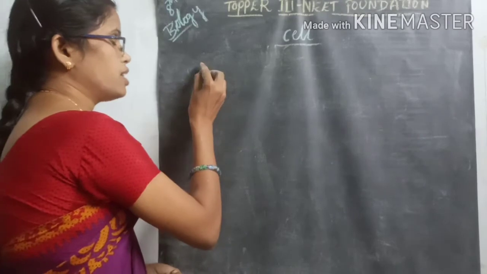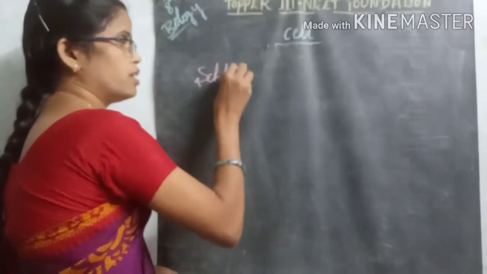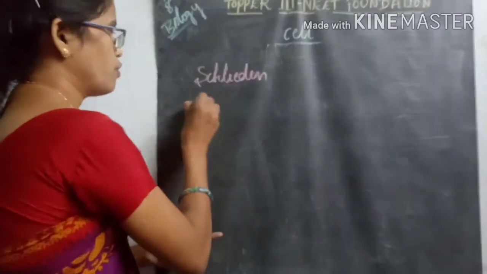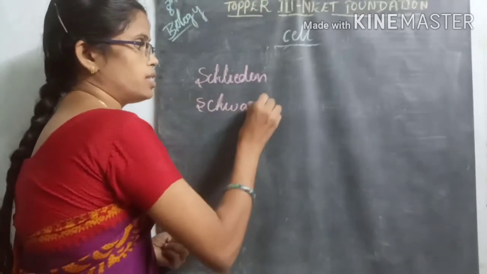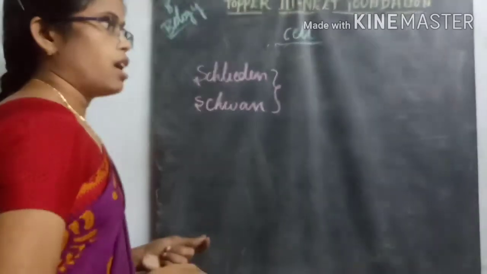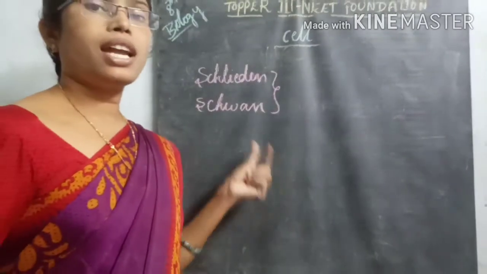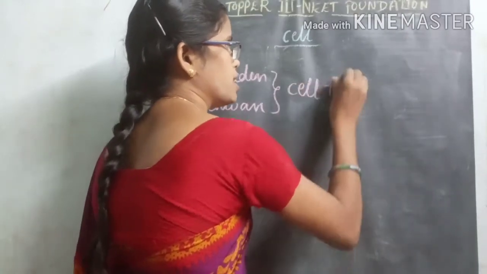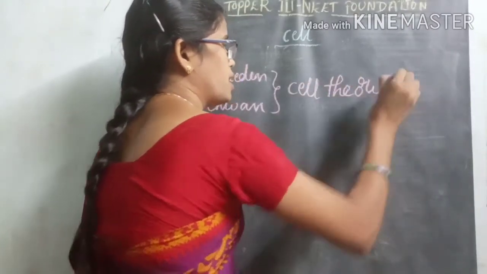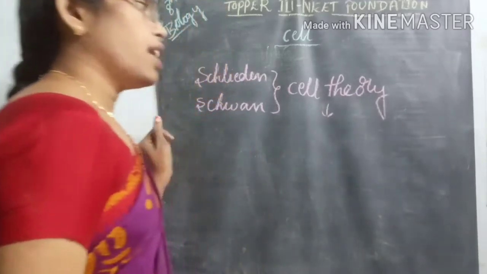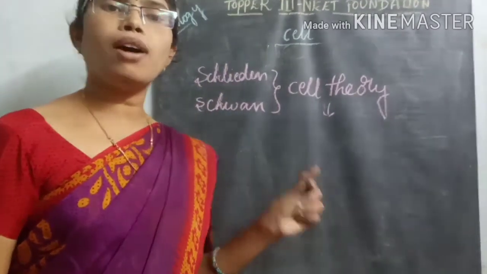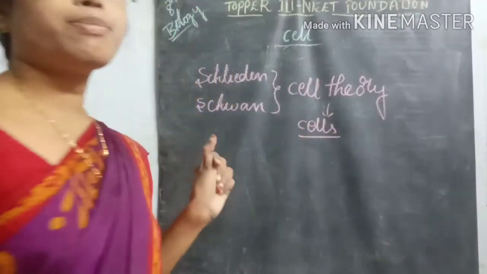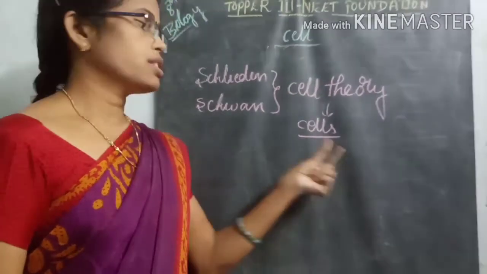Then there were other scientists called Schleiden and Schwann. Schleiden was a German botanist and Schwann was a German zoologist. Both worked together on plants and animals. Together they proposed a theory called the cell theory. What is the theory? Cell theory. In the cell theory, they said that every organism's body is basically made of cells.